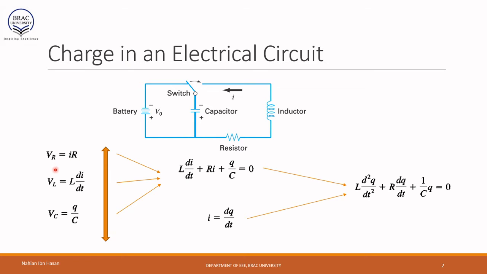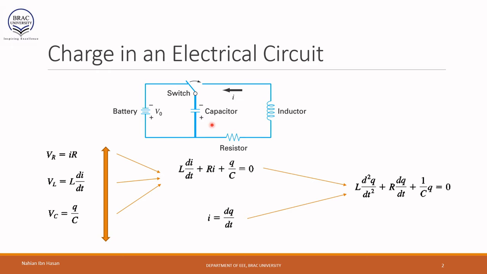The voltage drop across the resistor is VR equal to IR, and the voltage drop across the inductor is given by L times di by dt. This differential term denotes the change of current through the inductor with respect to time, and L is the inductance value. The voltage drop across the capacitor is given by charge divided by the capacitance value, that means Q divided by C. These three formulas denote the individual voltage drop across each of the elements: capacitor, inductor, and resistor.